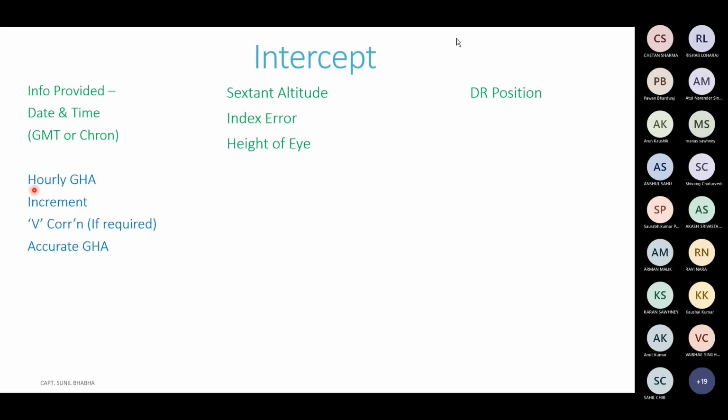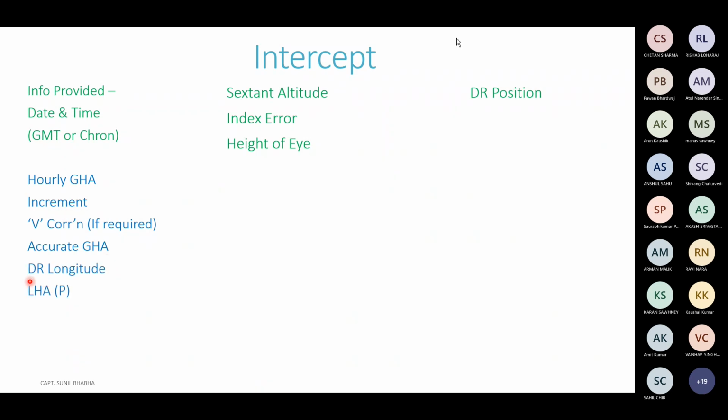First of all, we enter into the almanac to get the information regarding the celestial body. We find out the hourly GHA from the daily page, the date page. Hourly GHA is obtained. We get the increment from the increment table, increment for the given minutes and seconds of the time. Then we pick up the V correction. V correction is required for planets and moon. So the hourly value of V correction is picked up from the daily page and its increment is taken from the increment table. Once all these three are combined, we obtain the accurate GHA of the body for that particular instant of time.